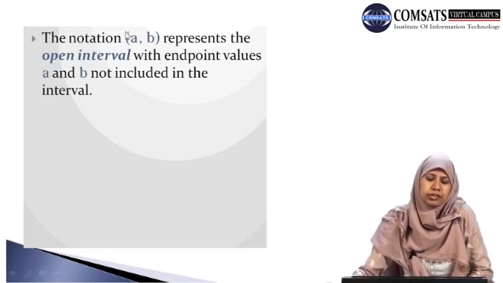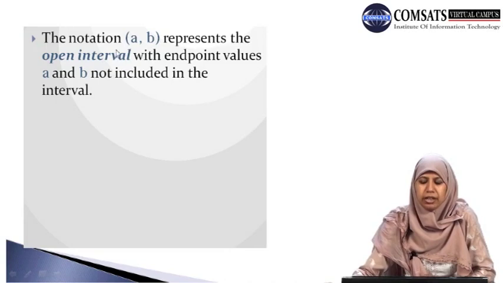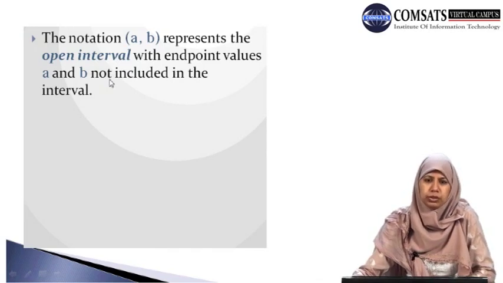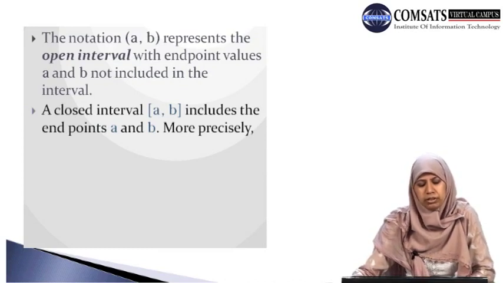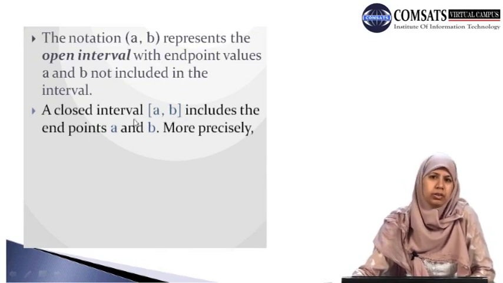Why have we used these particular brackets to represent an interval? These particular brackets, the round ones, represent an open interval, which means that the endpoint values a and b are not included in the interval. That is, x is always greater than a and always less than b. If we want to include the endpoints, then we define a closed interval with the square brackets [a, b], which shows that the endpoints a and b are also included.